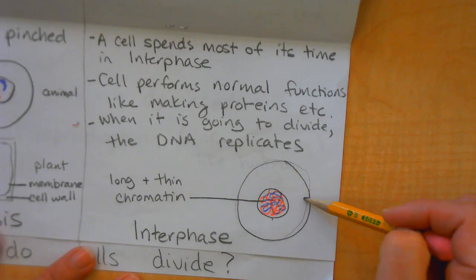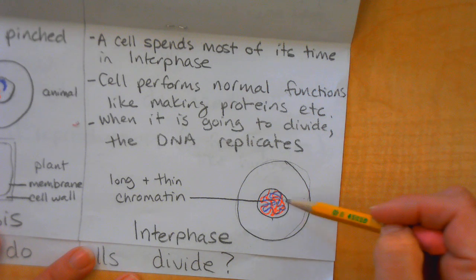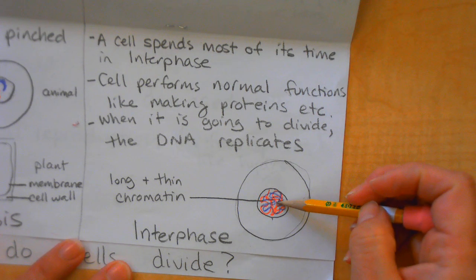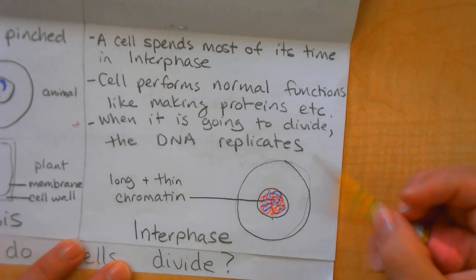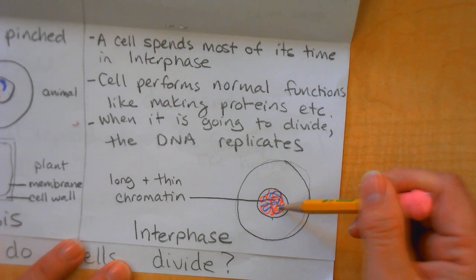Now, interphase is where the cell spends most of its time. So this is actually only 2 DNA molecules, the blue one and the red one, but they're all stretched out and elongated. And when they're stretched out and elongated, they're called chromatin. And so this is the way a cell is most of its life. When it's not reproducing, it's like this.